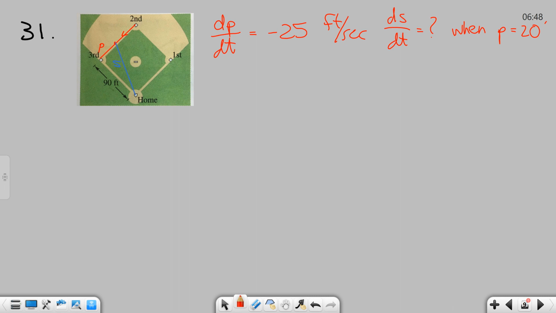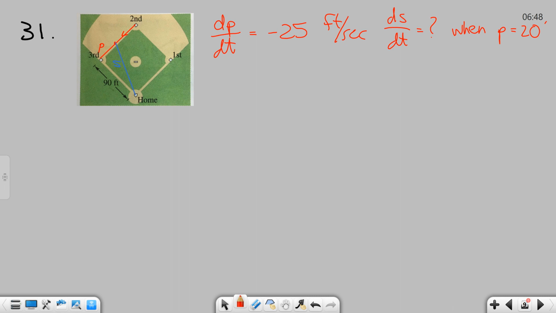We know the rate that the runner is running. That seems like a silly statement, but the rate of change of the runner, that's more elegant, is 25 feet per second. But because I define the distance to third as P, that rate would be negative. You can solve the problem differently. This is how I chose to do it.